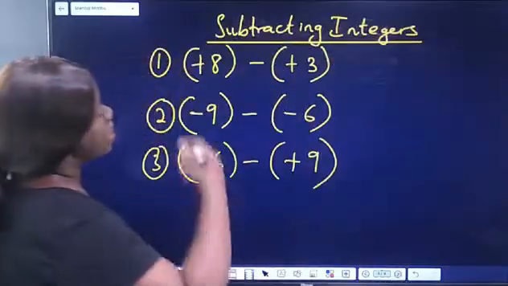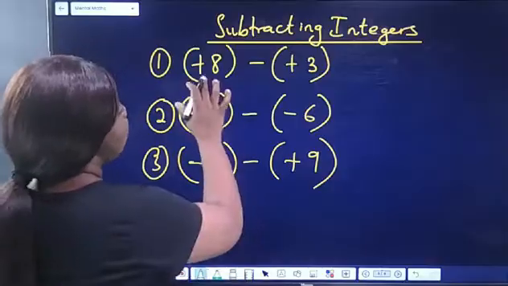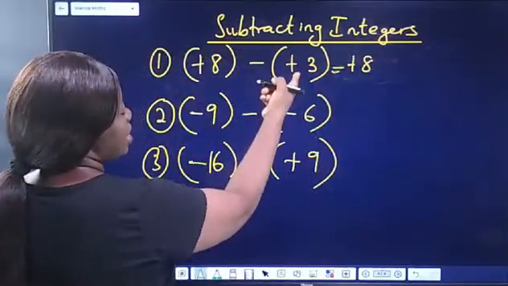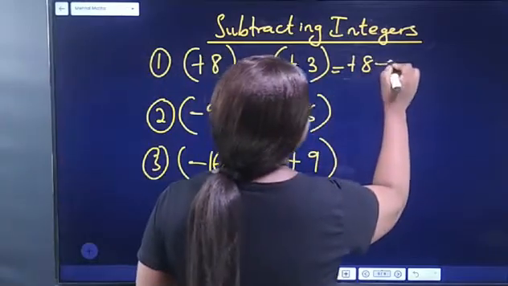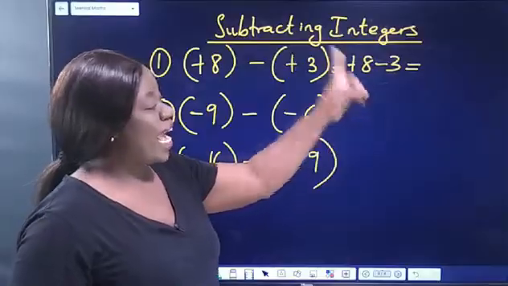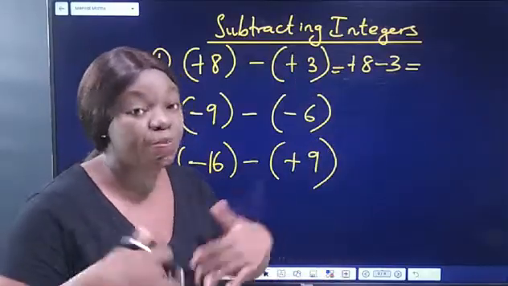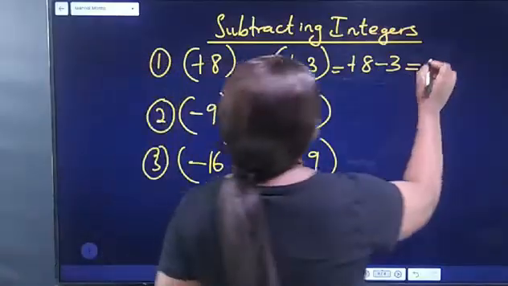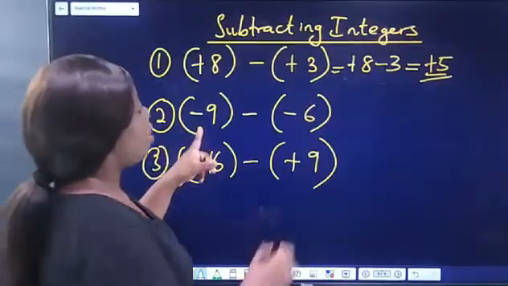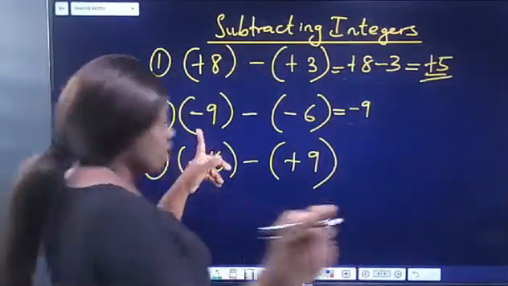Now the next one will be subtracting integers. Let us subtract integers. The first one is plus 8. Then the minus affects the number on the right. Minus plus will be minus. So plus 8 minus 3 is the same as saying 8 minus 3, and that's positive 5. So the answer will be plus 5. Now look at the next one. Minus 9. Minus minus, remember, is plus.